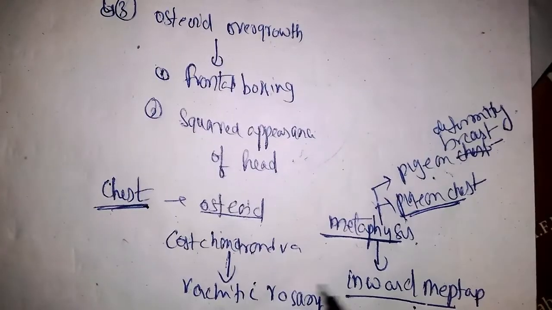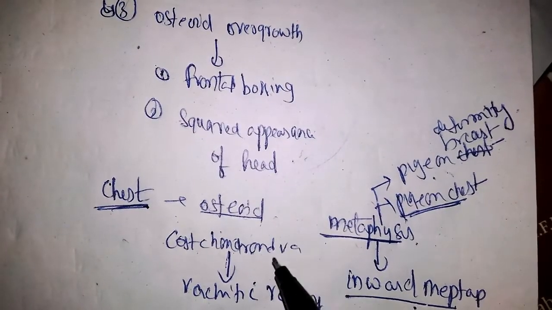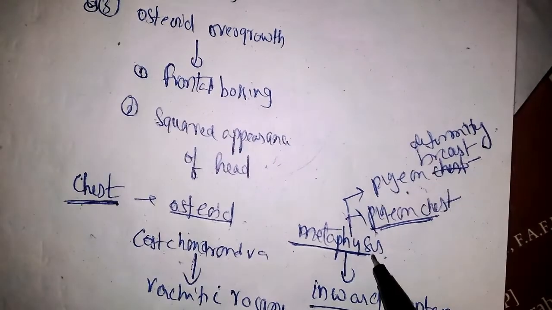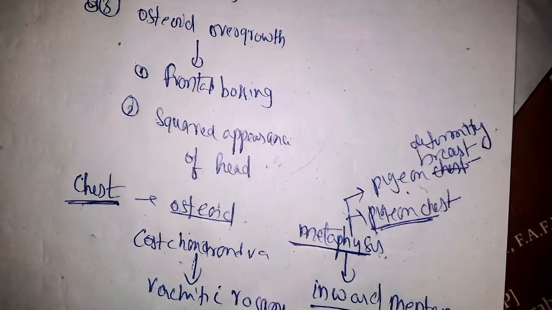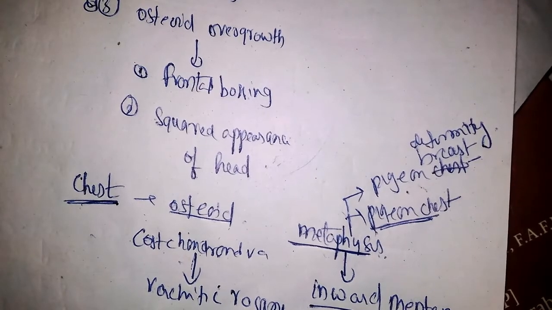Then coming to the chest. On this chest, there is osteoid overgrowth or cartilage overgrowth at the costochondral junction. This gives the appearance of rachitic rosary. And the metaphysis is weak, right? During the respiratory movement, this metaphysis will go inwards and the sternum will come forward. This gives the appearance of pigeon chest. This is called pigeon breast deformity.